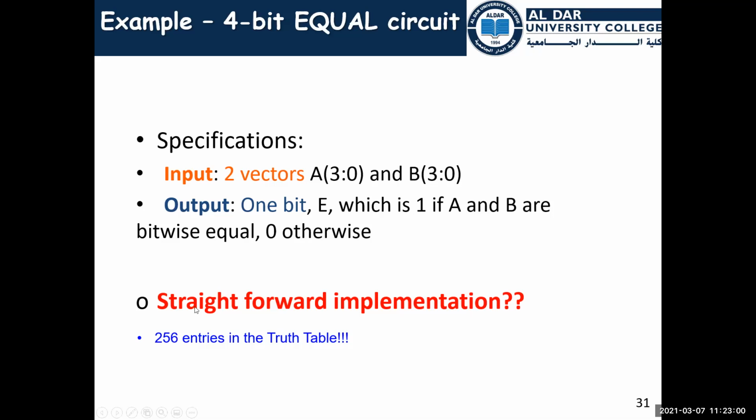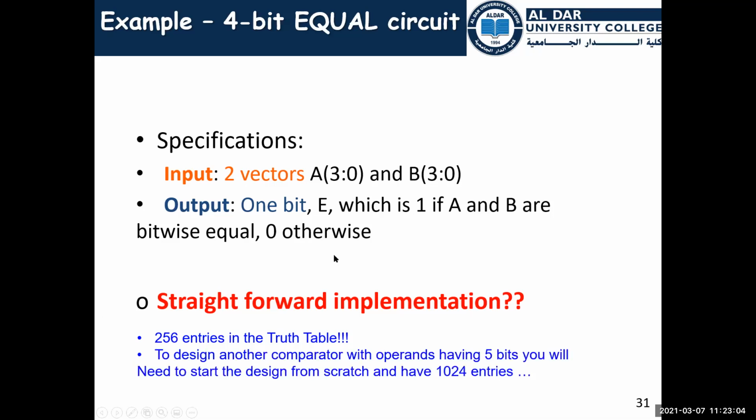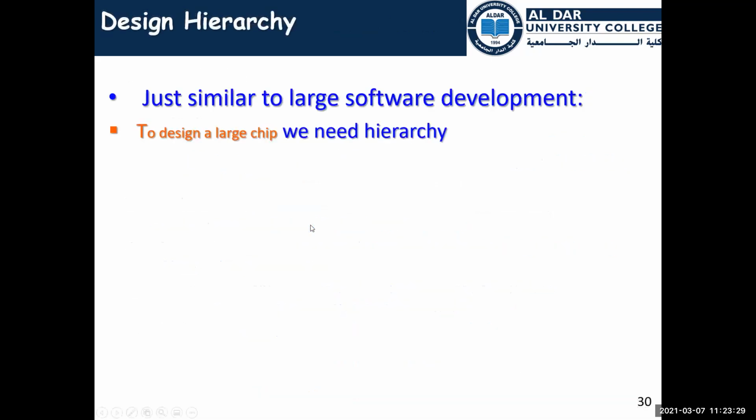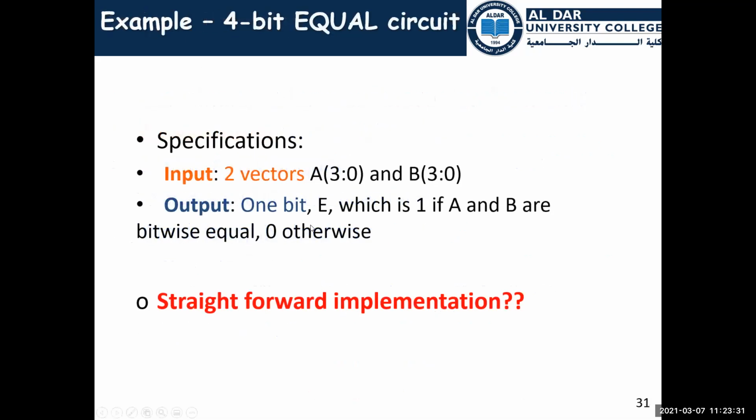The solution for this is divide and conquer. This is the classical approach. Maybe using a Karnaugh map or a truth table is not working. So what you will do is make another scheme of design, which is design hierarchy.